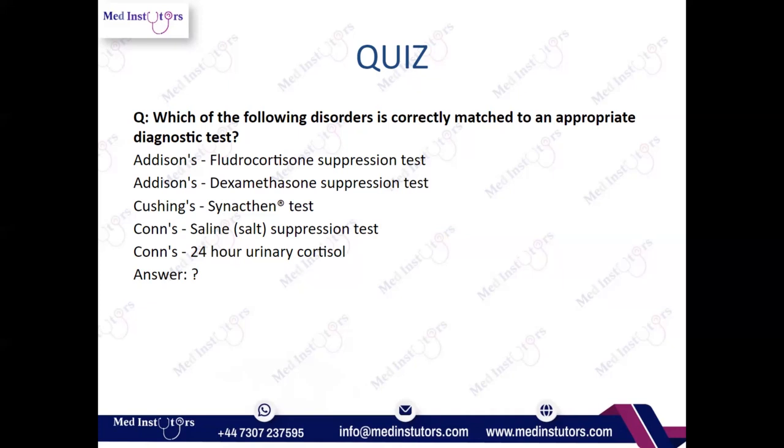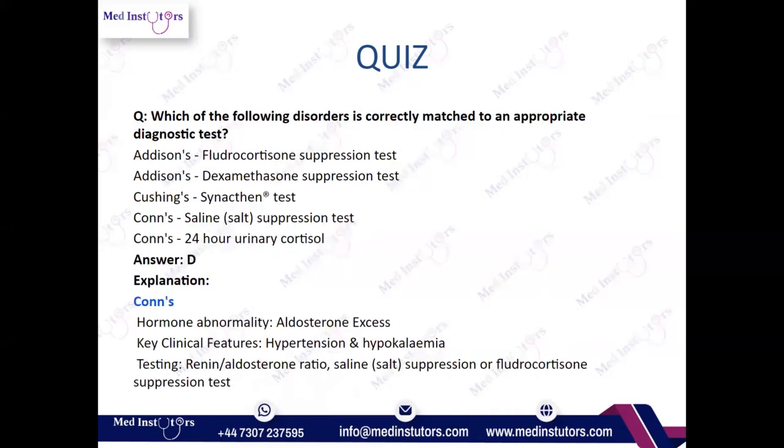Okay, your correct answer is B. In Conn's, we do the saline suppression test. What is Conn's again? It is an abnormality of aldosterone excess. Clinical features are hypertension and hypokalemia, not hyperkalemia. Why? Due to increased sodium retention and increased potassium excretion. And the tests are renin aldosterone ratio, saline suppression test, or fludrocortisone suppression test.